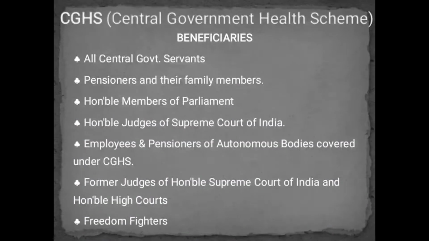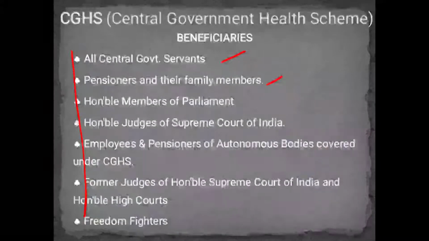CGHS, Central Government Health Scheme: who are all the beneficiaries, who all come under this? As I've said, in general, government employees and pensioners. But in that also there are restrictions. All central government servants will be there, pensioners and their family members. Even for the family members, there is a restriction, so not all the family members. Then honorable members of Parliament, honorable judges of the Supreme Court of India, employees and pensioners of autonomous bodies covered under CGHS, former judges of the honorable Supreme Court of India and honorable high courts, then freedom fighters. We see all these people are included in the Central Government Health Scheme.